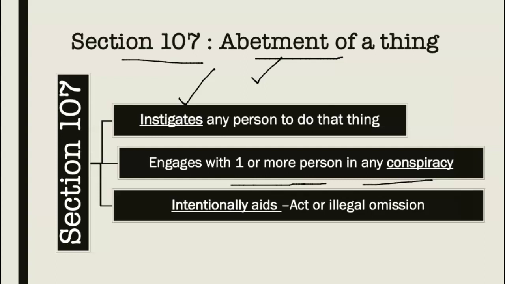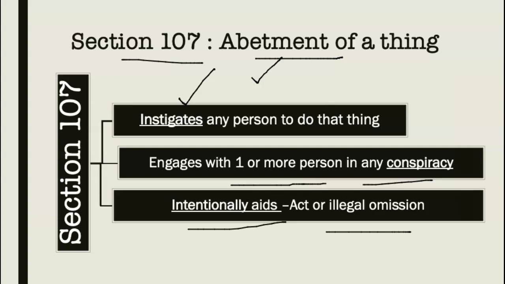However, please remember that conspiracy and abetment by conspiracy are two different offenses. When I'm talking about abetment by conspiracy, I'm referring to section 107, and when I'm talking about conspiracy, I'm referring to section 120A. Now, the third component of the definition states: intentionally aids, by any act or illegal omission, the doing of that thing. So basically, when a person directly assists in the crime or directly helps in that particular act by actively doing something, maybe facilitating the commission of the crime or illegally omitting to do a particular thing, that will also come under abetment of a thing as per section 107.